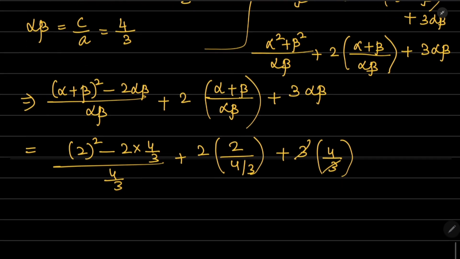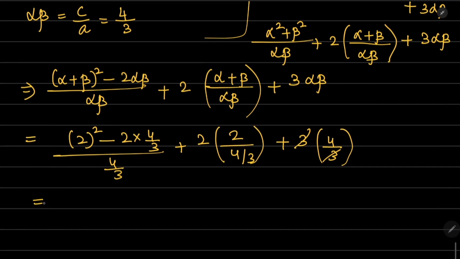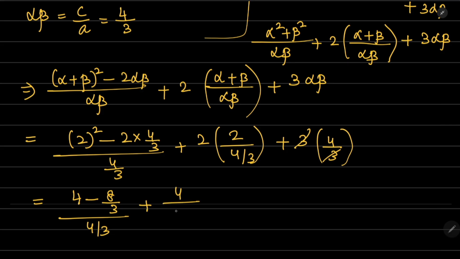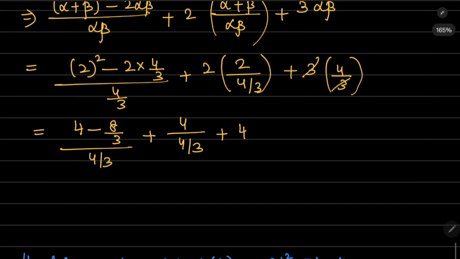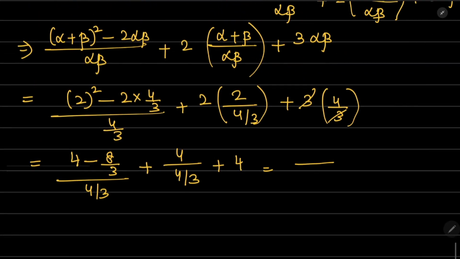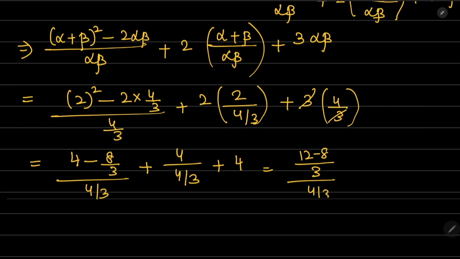Okay, so 3 gets cancelled here. What do you get? 4 minus 8 by 3, whole divided by 4 by 3, plus 4 divided by 4 by 3, plus 4. So here, what is the numerator? Take the LCM in the numerator. This is by 1, right? So it's 12 minus 8, whole divided by 3, over 4 by 3, plus 4 into 3 by 4. I'm just going to flip it, plus 4. So 4 gets cancelled. This is nothing but 8.